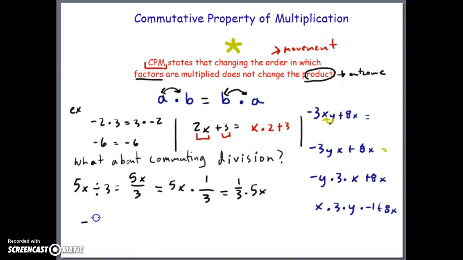So if we had -2xy divided by c, right? This is the same thing as having -2xy times 1/c, and then we can go ahead and commute the 1/c in front of the 2xy, right? So we're commuting things that are being multiplied. Let's go ahead and get into the first example.